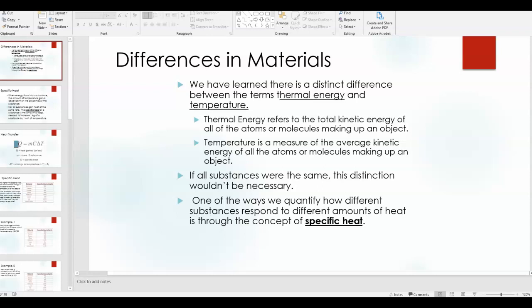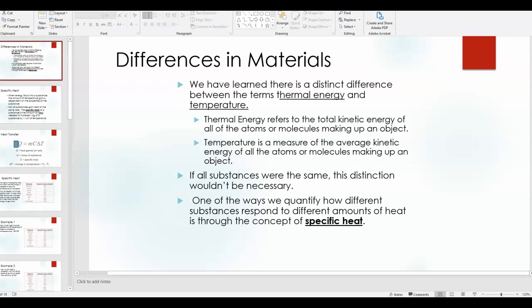And so just to recap, everything is made of atoms and molecules. When you're talking about thermal energy, you're taking the kinetic energy of each of those atoms or molecules and adding up those kinetic energies. So thermal energy is the total kinetic energy of all of those atoms and molecules, whereas temperature is a measure of the average kinetic energy of each individual atom or molecule making up an object.